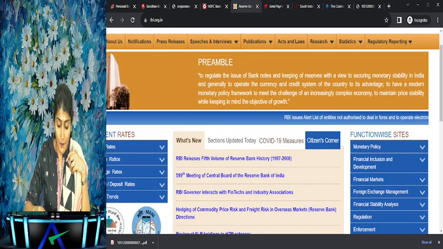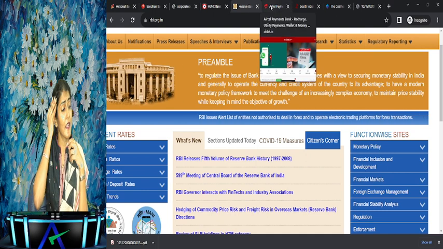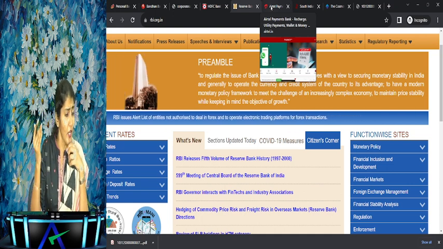So you have the RBI guidelines, right, which are required to be complied with. The RBI guidelines with respect to asset classification, income recognition, and provisioning, right?